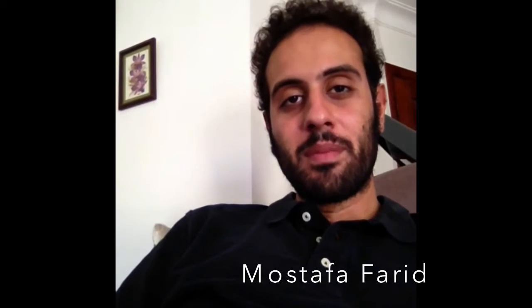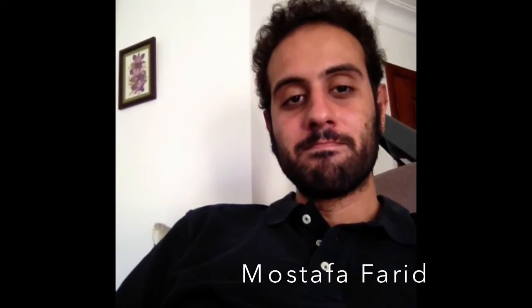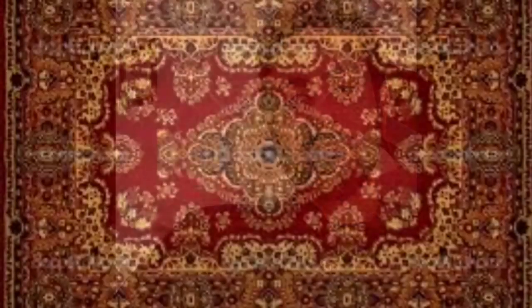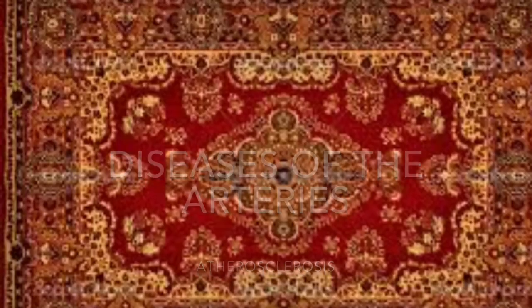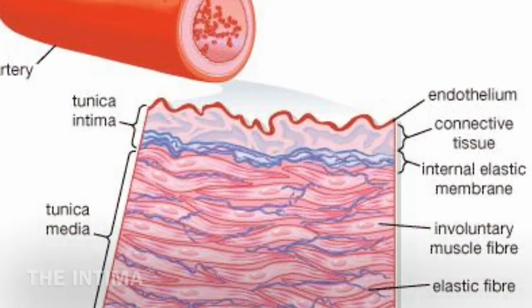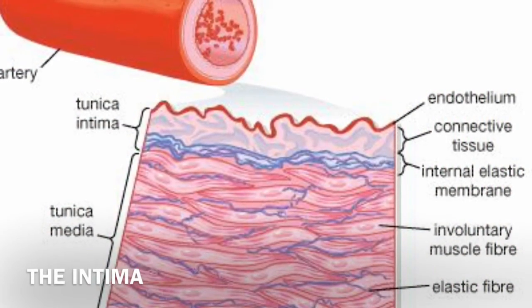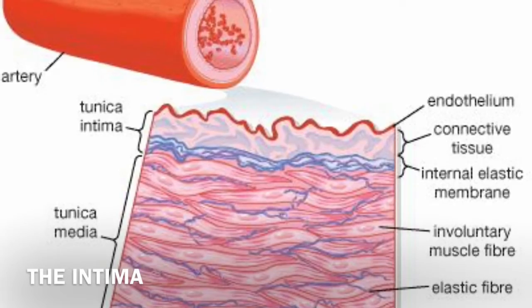Today I'm gonna be talking about diseases of the arterial system. Let's get started. This is a good carpet, while this one is worn out. That's the way I want you to think about the intima of an artery. The intima is simply an upper layer of endothelium that rests on a layer of elastic tissue.